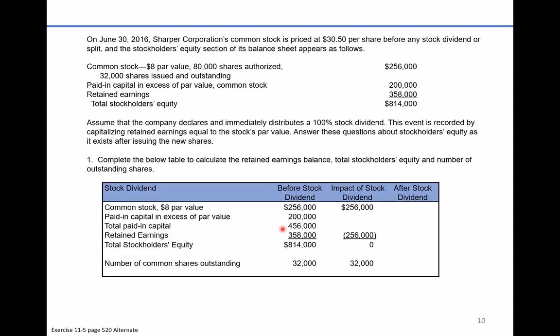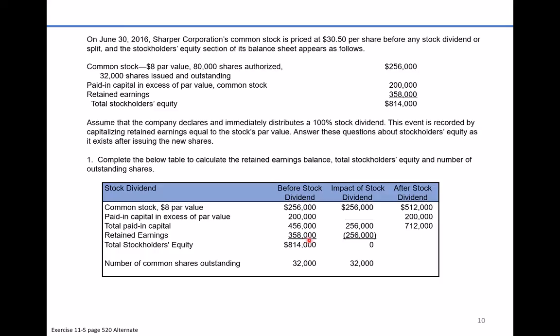Now the totals will change in each individual line item, but the overall total for stockholders' equity, that won't change whatsoever. Let's recalculate. So before the stock dividend, there was $256,000 credited in the common stock account. Now with the stock dividend, another $256,000 is added, so total common stock after the stock dividend is now $512,000. The transaction didn't involve any additional paid-in capital, so we simply take the prior $200,000 plus the new common stock of $512,000, and we'll have total paid-in capital of $712,000.